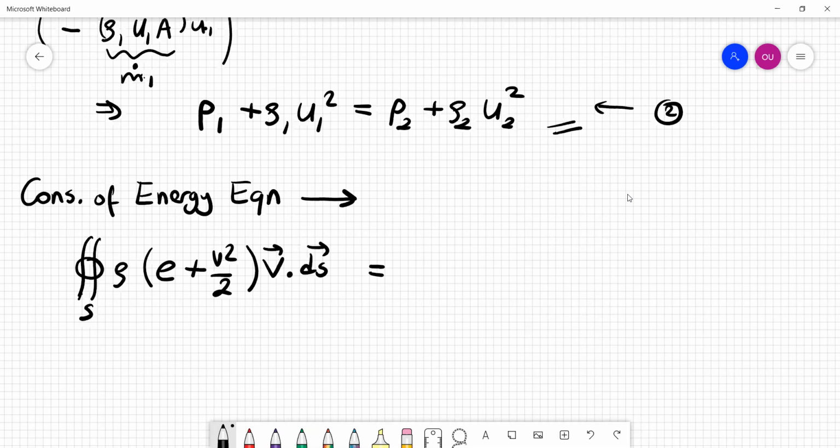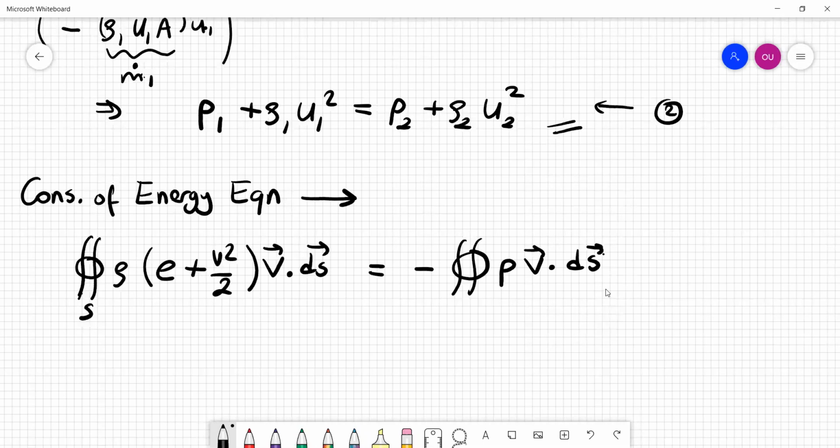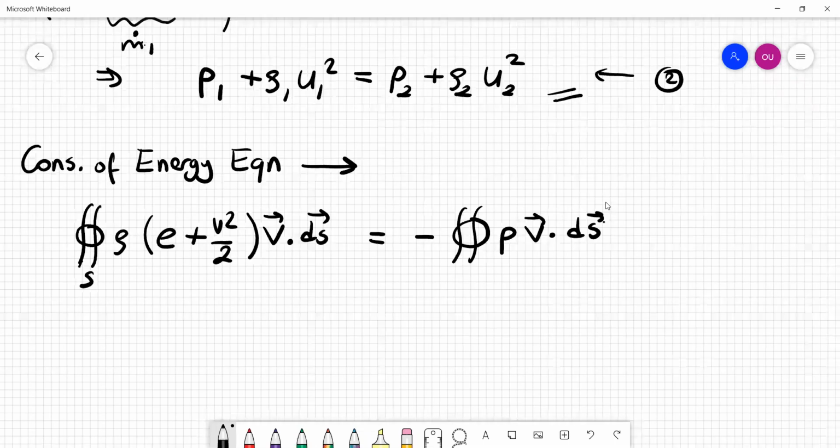Now on the right-hand side, what changes this energy level? First of all, we do not have any heat transfer, so it is adiabatic. We do not have any external work given. There is no propeller, no turbine, nothing that is doing work on the fluid, but there is what we call flow work, which in the equations is pressure times V dot dS. There is no other energy source other than this.